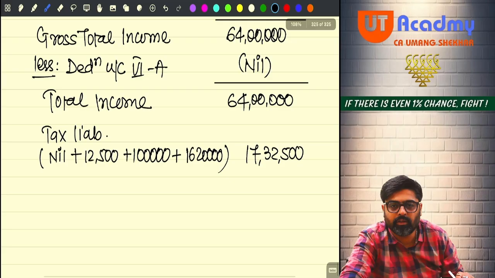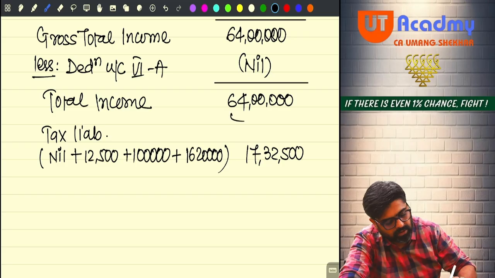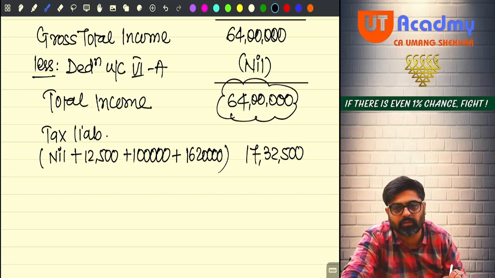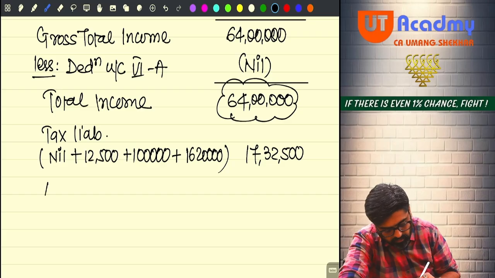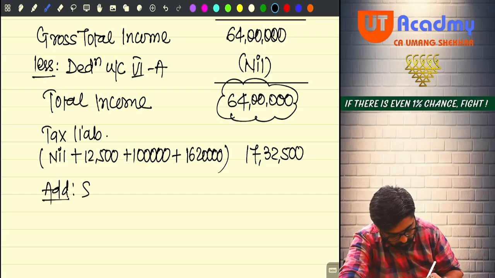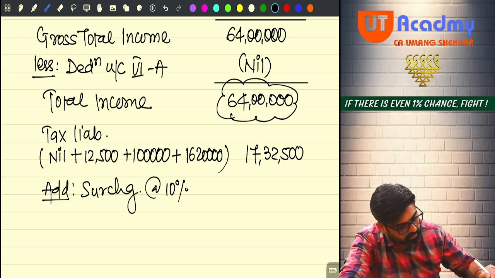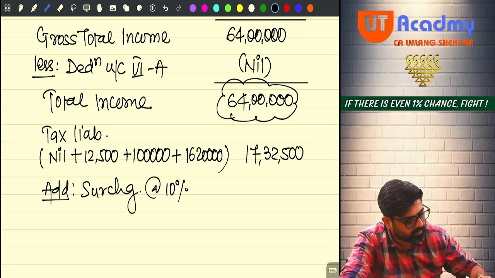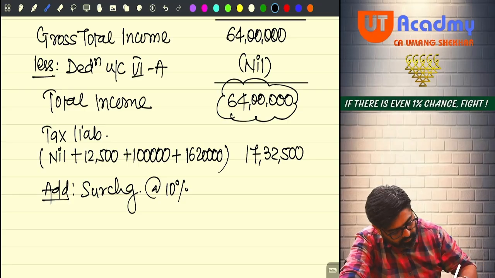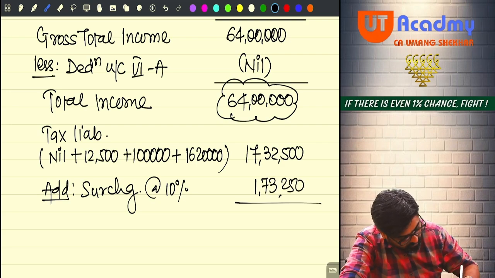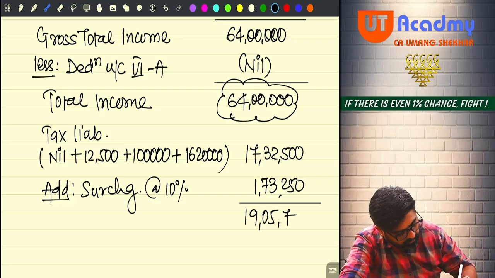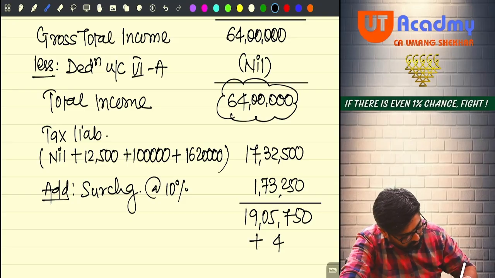Now, will you pay this much tax liability or you are going to pay surcharge also? Surcharge also. Why? Because your total income is more than 50 lakhs. So on this, you will have to add surcharge at the rate of 10%. 10% of 17 lakh 32,500 will be 1,73,250. Now if you add both of them, you are going to get 19 lakh 5,750.